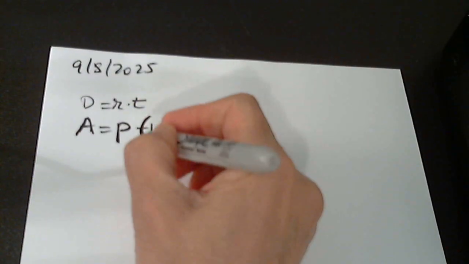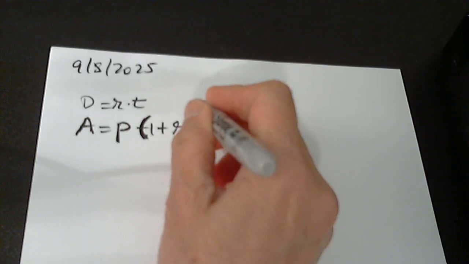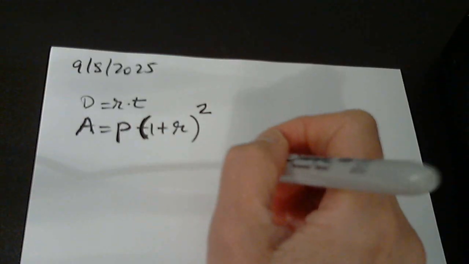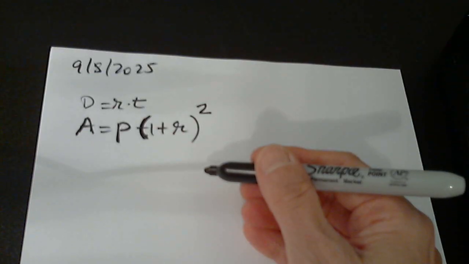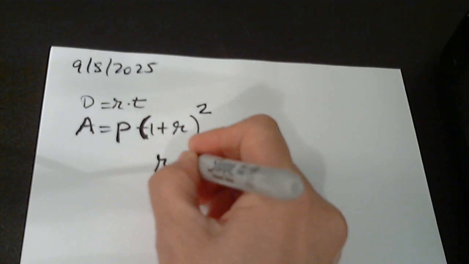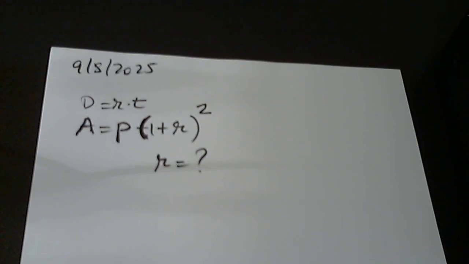Given an equation A equals P times quantity 1 plus R, everything squared. What are we asked to do? What is the question here? Find the rate. So we're asked to find this. Yes. Perfect question. Excellent to start with.